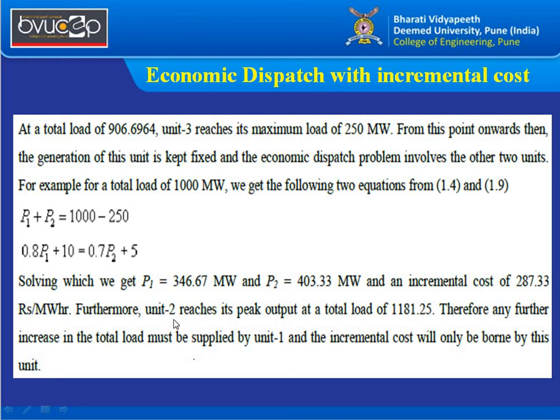Further, this has to be continued until unit 2 reaches its peak, with a total of 1181.25. Any further increase in the total must be supplied by unit 1, and the incremental cost will only be borne by this particular unit. If it reaches its limit, that will be the last limit, beyond which we cannot operate the three generators. So that is the total which we can satisfy, 1181.25.